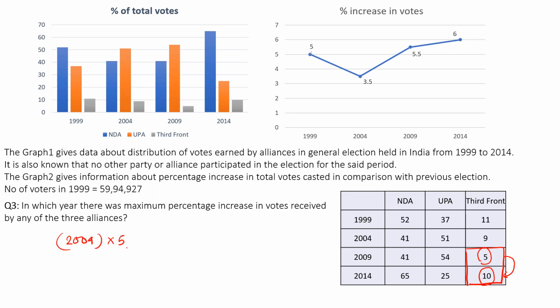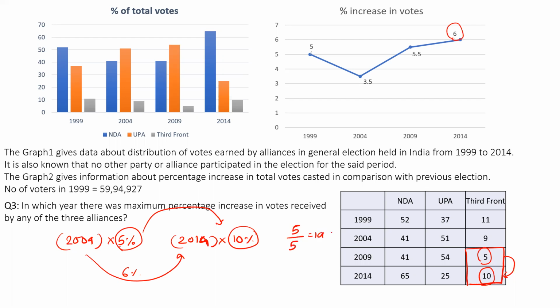So if you try to find the percentage increase in this case, this is the number of votes in the year 2009, and this is the number of votes received in 2014. So see, from year to year, percentage votes are going up by 6%, and the second number from 5 is becoming 10. So the percentage increase is 5 over 5, so the percentage increase is 100%. Correct? So the net percentage increase will definitely be more than 100%.